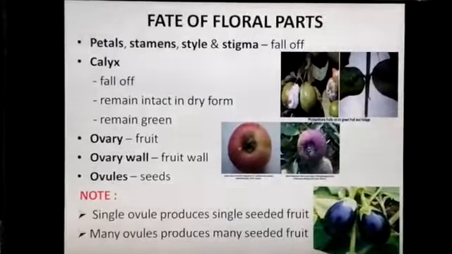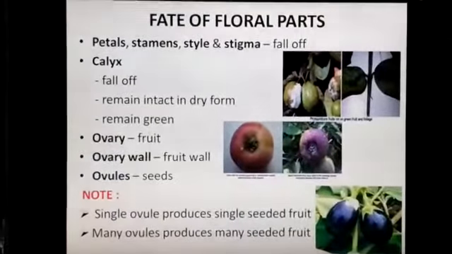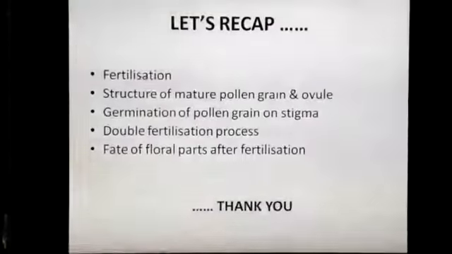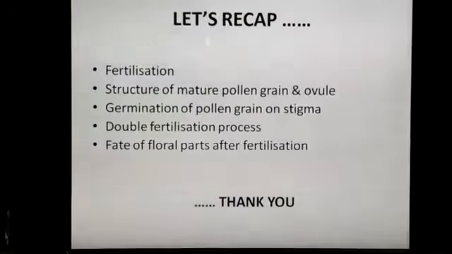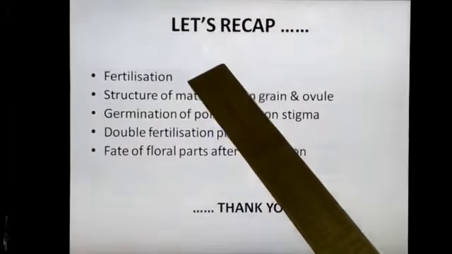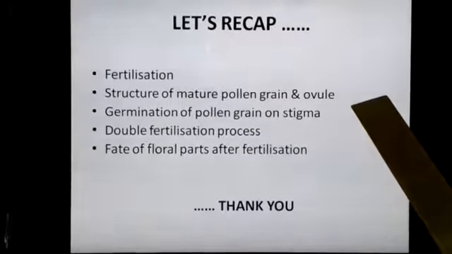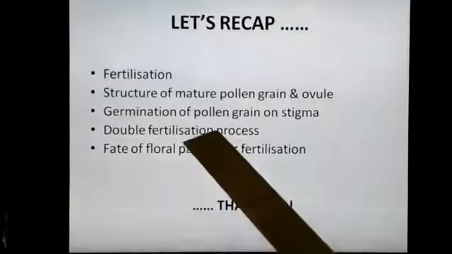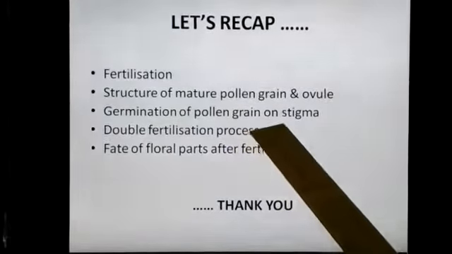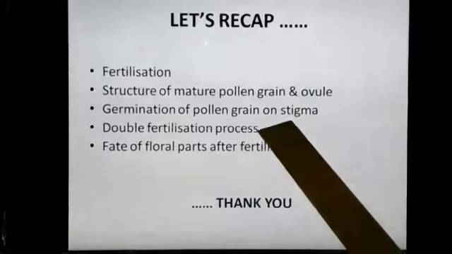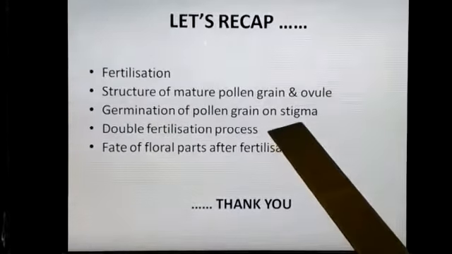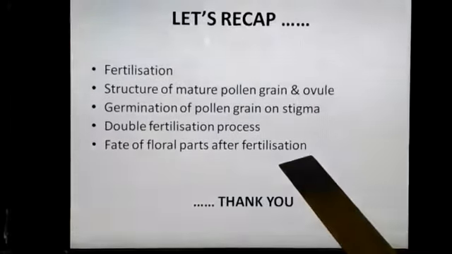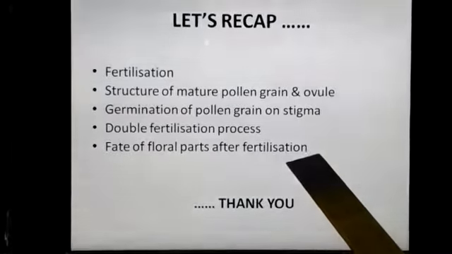With this, we complete today's video. We also have completed the chapter Pollination and Fertilization today. Let's do a quick recap. Today you learnt about the process of fertilization, structure of a mature pollen grain and ovule. You also understood how pollen grain germinates on stigma. You understood why the fertilization process in a flower is termed as double fertilization and what happens to the floral parts after fertilization.